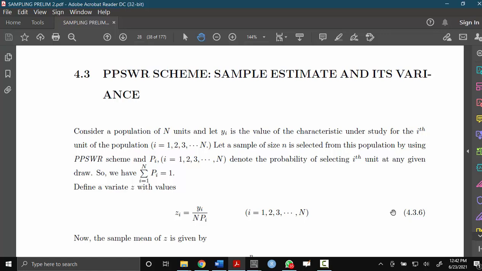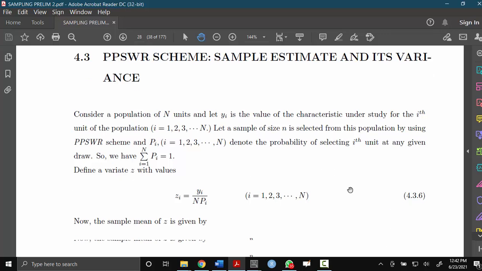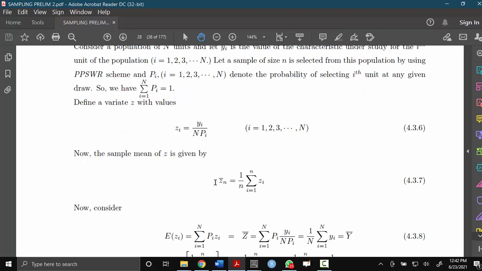Once we select the sample units, for each variable we have to define a new variable z such that zi equals yi by N into pi. Zi equals yi by N, where N is the total size of the population, into pi. This is for i equal to 1 to N, all the units. So that z n bar, for those units which are selected only, equals 1 by small n, sum over i equal to 1 to n, of zi.